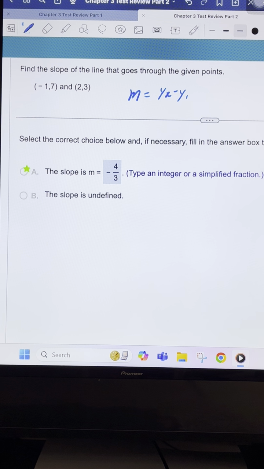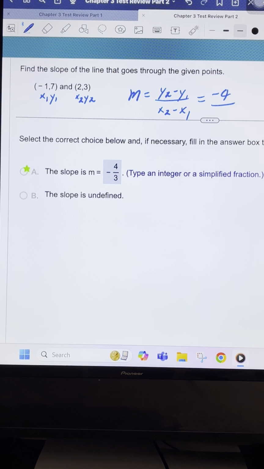So find the slope of the line that goes through the given points. We know that slope is what? M equals y2 minus y1 over x2 minus x1. Remember, you can label anything x1, y1, and x2, y2 as long as you are consistent. For example, if you say x1 here, you cannot say y2. It has to be x1, y1 or x2, y2.